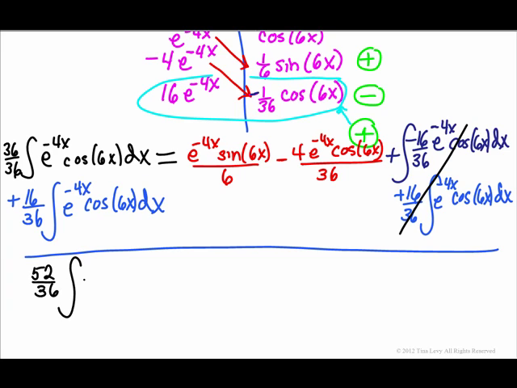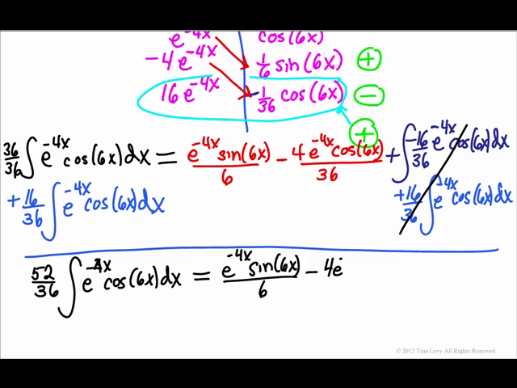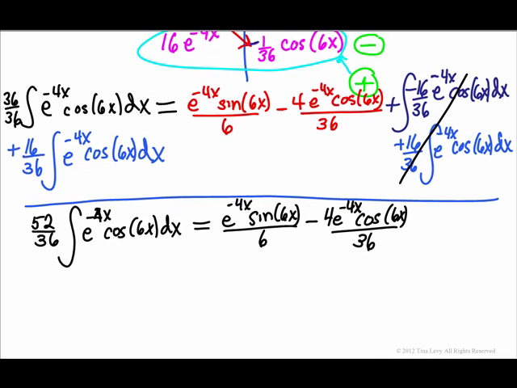So I have 52/36 of the integral e to the negative 4x cosine 6x dx equals, and I have e to the negative 4x sine 6x over 6 minus 4 e to the negative 4x cosine 6x over 36. So now to get the answer I want, I'm going to multiply both sides by 36 over 52.